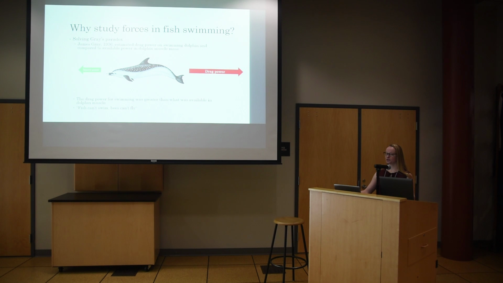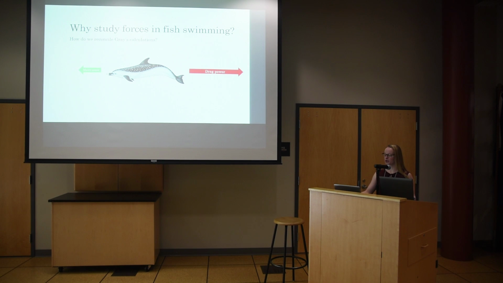And this also was related to work that was done on bees that compared the lift that the bee was producing with its wings to the amount of weight on the bee, and led to this kind of colloquial saying of Gray's paradox: fish can't swim and bees can't fly. Now we know that's not true, so how do we reconcile Gray's calculations?